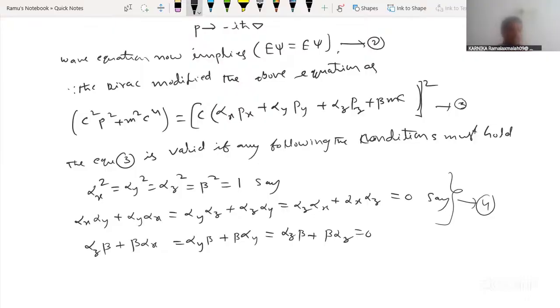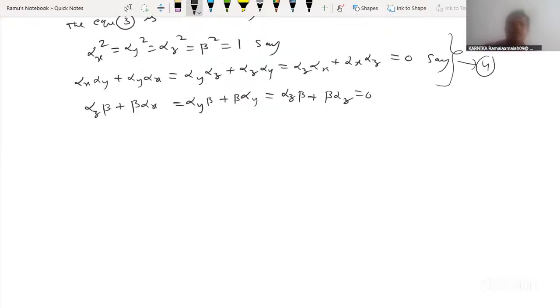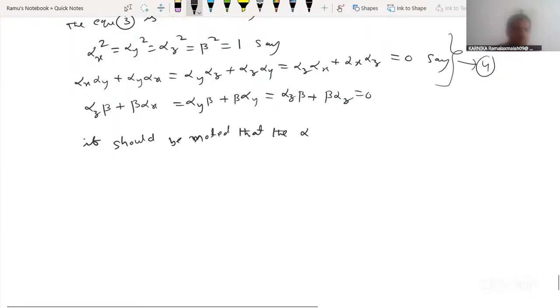So it should be noted that the alpha and beta are anti-commuting.